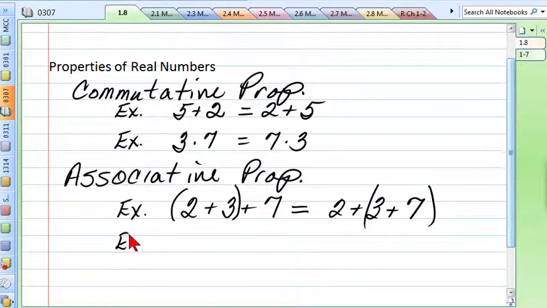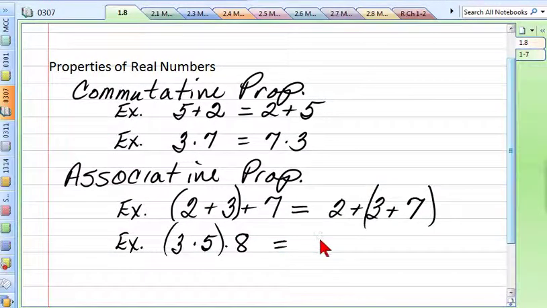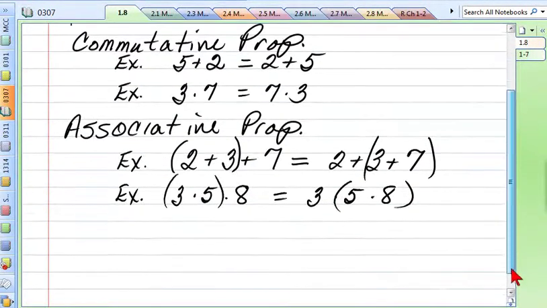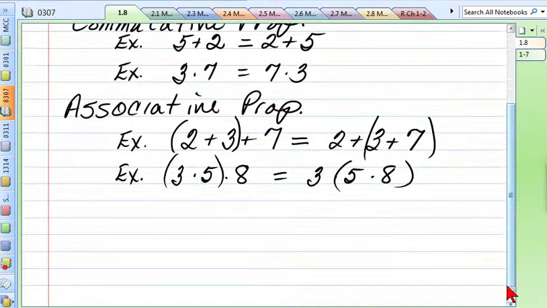That's the associative property. It is also true for multiplication. If I have 3 times 5 times 8, I could do the 3 times the 5 first, then times 8, or I could do the 5 times 8, then times the 3. I can group them any way I want. So key things to remember: commutative, commute means move, positions change. Associative, associate is to hang out with, be in a group; the grouping changed, but the order didn't.